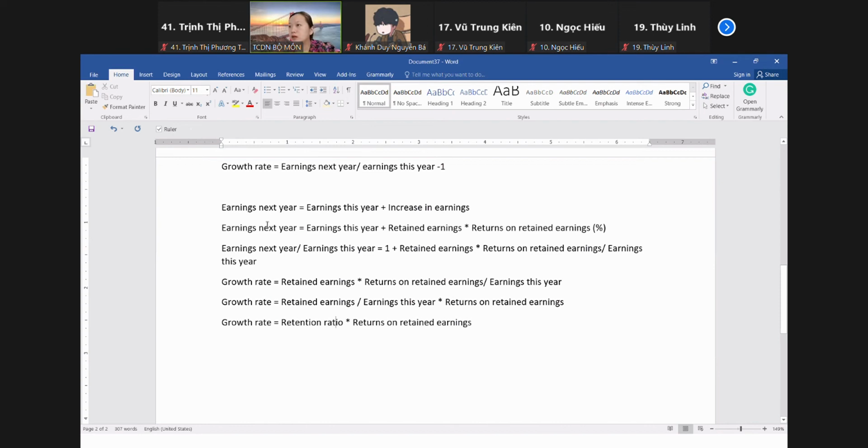So if we start from this, we find out that growth rate equals earnings next year divided by earnings this year minus 1. It's quite difficult for you to get this number because it's projected, right? However, it turned out that the growth rate equals the retention ratio multiplied by the return on retained earnings. Retention ratio you can get from your financial reports. In fact, it's very difficult for you to get the return on retained earnings. However, the retained earnings is part of our equity.